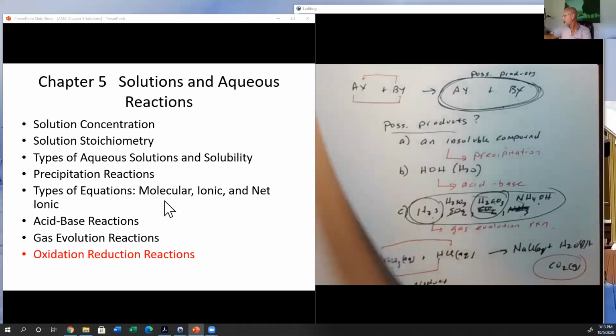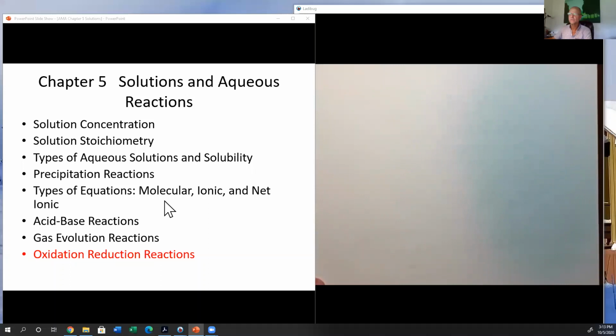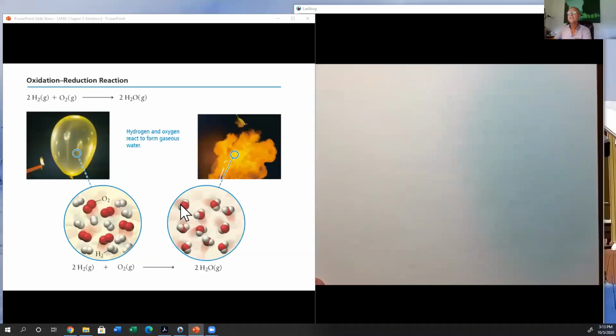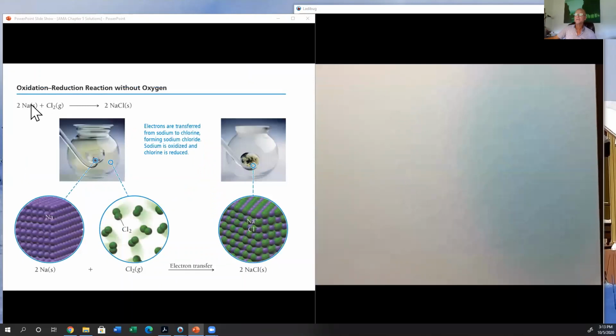Okay, our last class of reactions, oxidation reduction reactions. So oxidation reduction reactions are super common, both in solution, which is what we're going to focus on here, but they can also happen outside of solution. So for example, when I combine hydrogen and oxygen to form water, I get a big explosion, and that's an oxidation reduction reaction. When I combine sodium and chlorine to form sodium chloride, that's an oxidation reduction reaction. Oxidation reduction reactions involve the transfer of an electron.